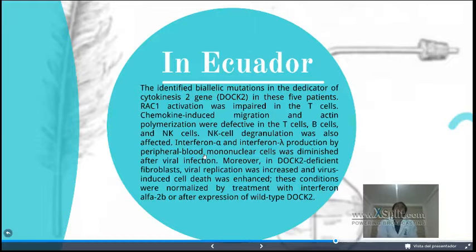Interferon alpha and interferon lambda production by peripheral blood mononuclear cells was diminished after viral infection. Moreover, in DOCK2 deficient fibroblasts, viral replication was increased and viral-induced cell death was increased. These conditions were normalized by treatment with interferon alpha-2b or after expression of wild-type DOCK2.